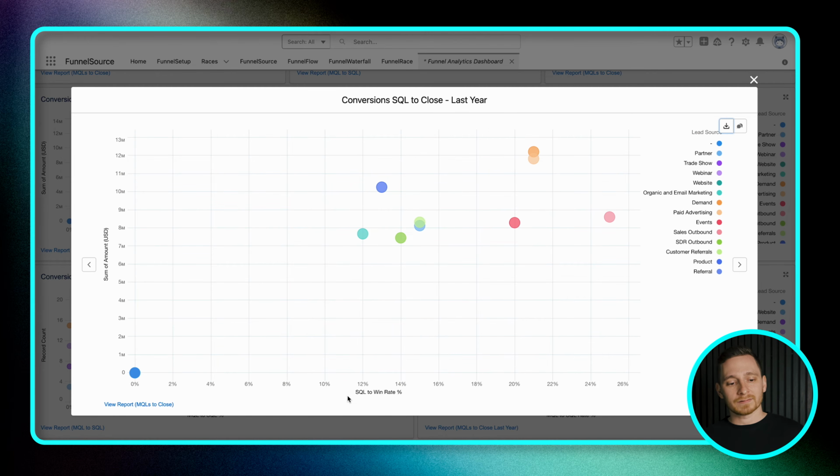Now the y-axis is going to be how much revenue those lead sources have attributed to closed won deals. So the ones further up on the graph are going to have the most closed won deals attached to them, and the ones further to the bottom of the graph are going to have the least.